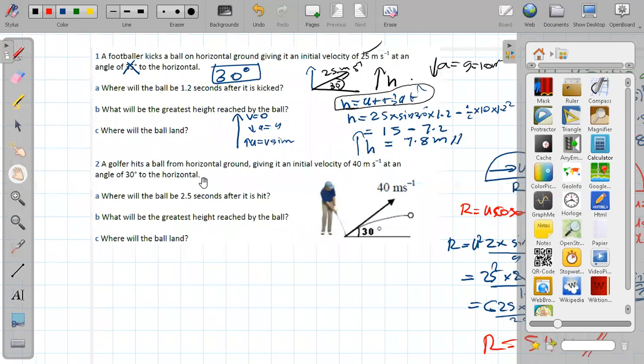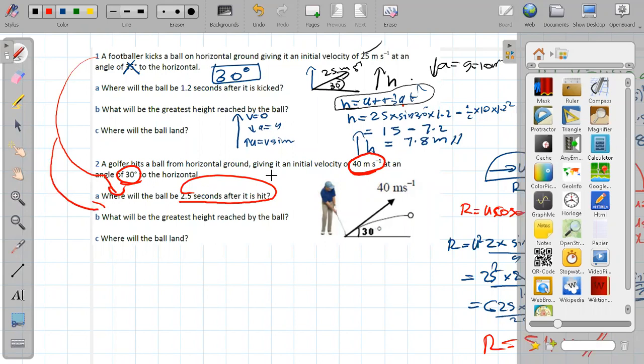A golfer hits a ball from a horizontal ground, giving an initial velocity of 40 m/s at an angle of 30 degrees to the horizontal, where the ball is 2.5 seconds after the hit. Isn't that the same thing? Only the values change, maybe the same technique. The greatest height, the same technique. Last thing also this one.